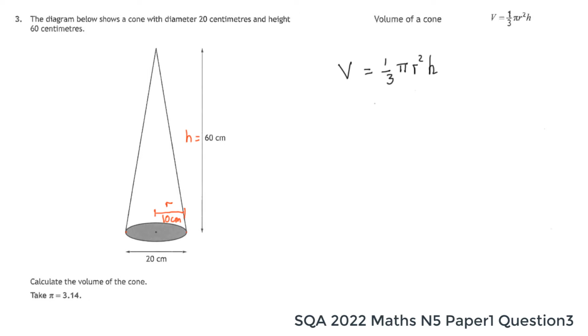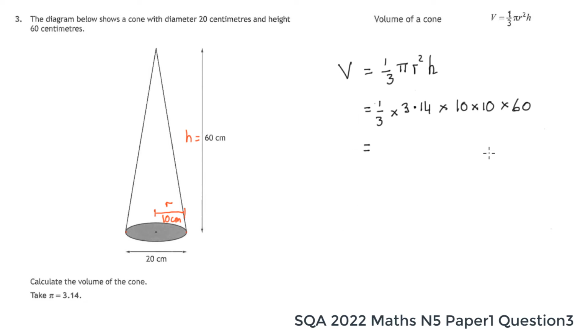So I think we've now got everything we need to put in the missing values. So we've got 1/3, we've got pi, which we're told to use as 3.14, we've got the radius, which we know is 10 centimetres, and we have to square that, so there'll be 10 times 10, that's 10 squared, and then we have to multiply by the height, which is 60.